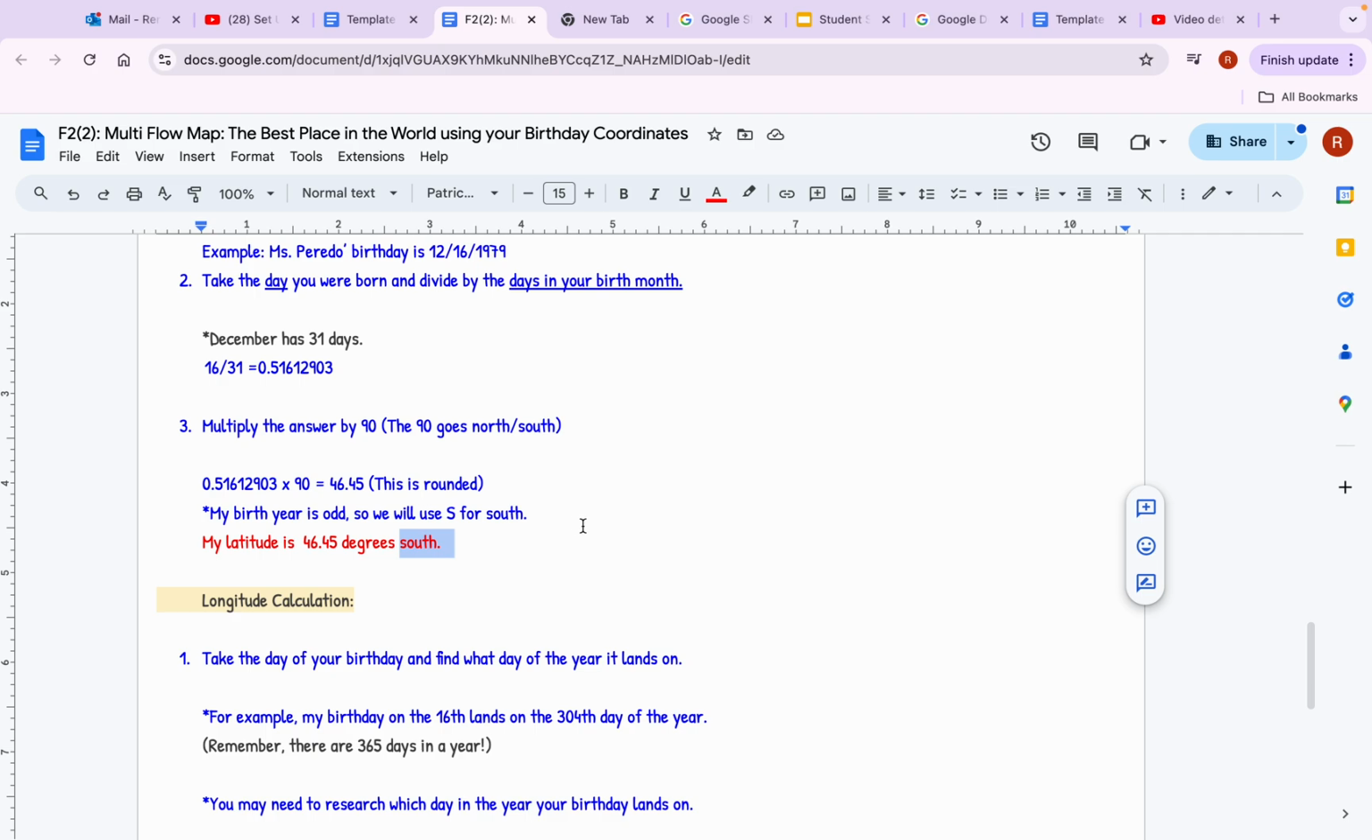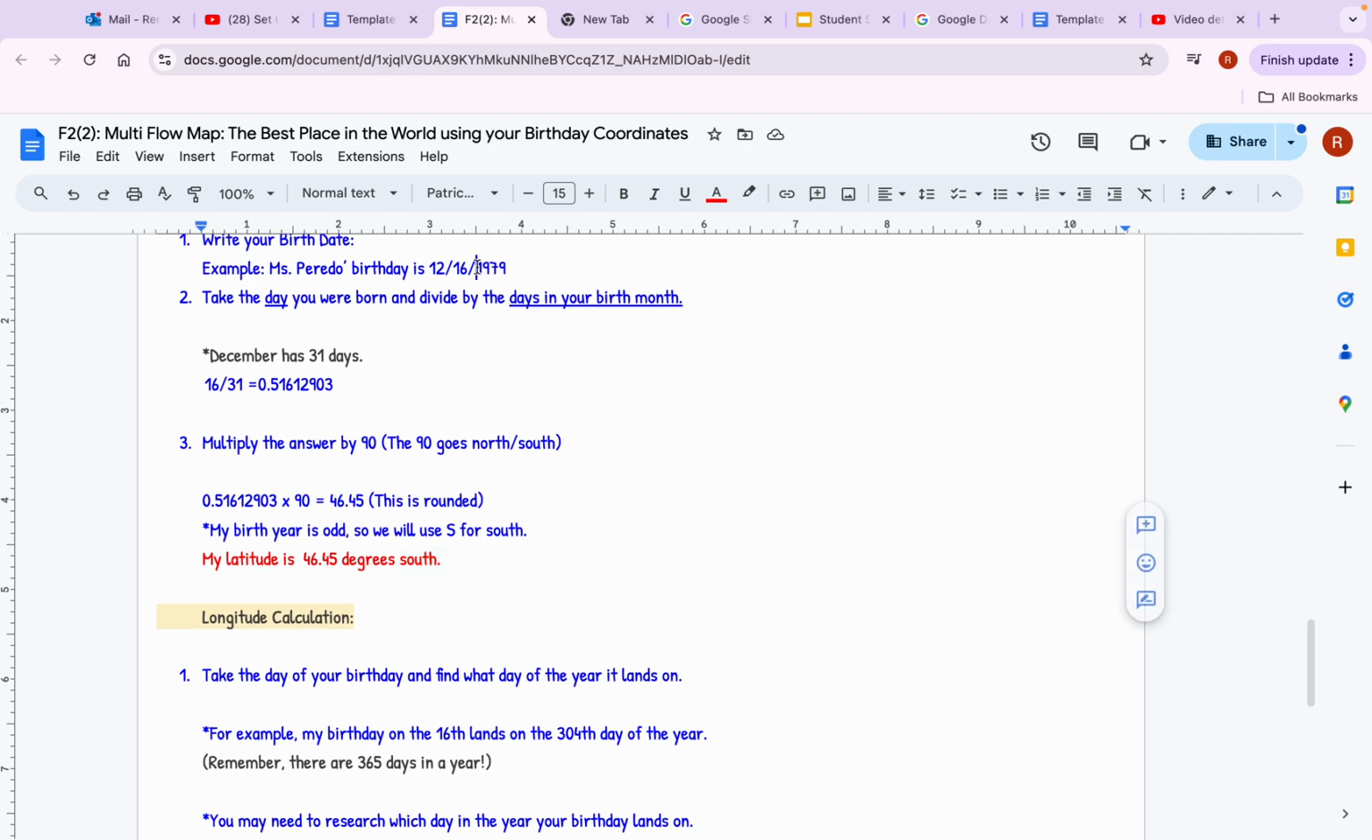So I'll explain. My birth year is 1979. That last number there, 9, is an odd number. If your birth year lands in an odd number, like 2009, you're going to use S for south. If your birth year lands in 2010, which is even, you're going to use N for north. So my final latitude is 46 south. And that's what you would write on the little card.